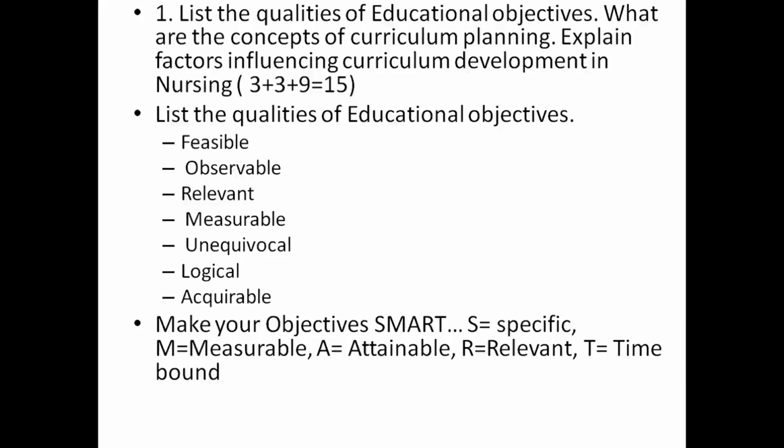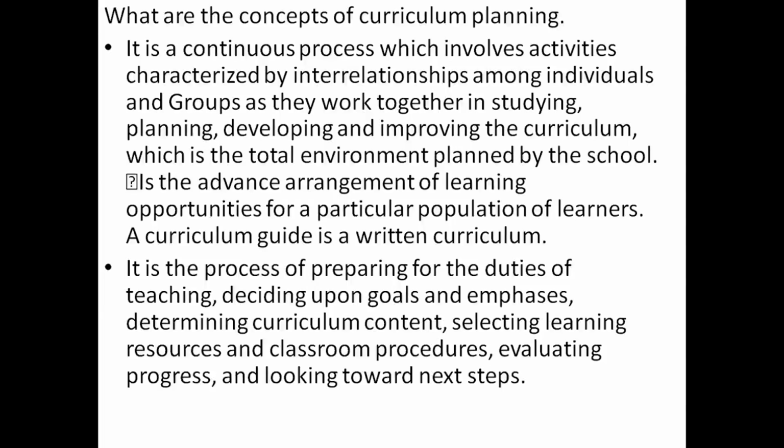The qualities of educational objectives are feasible, observable, relevant, measurable, unequivocal, logical, achievable. Make your objectives SMART. S stands for specific, M for measurable, A for attainable, R for relevant, T for time-bound. The concepts of curriculum planning.